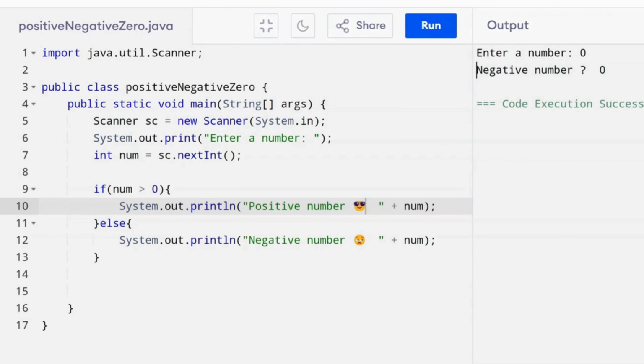It's a neutral number. Now, how can we handle this? That's the very good question I am providing to you. If you know that, please write the code and comment below.